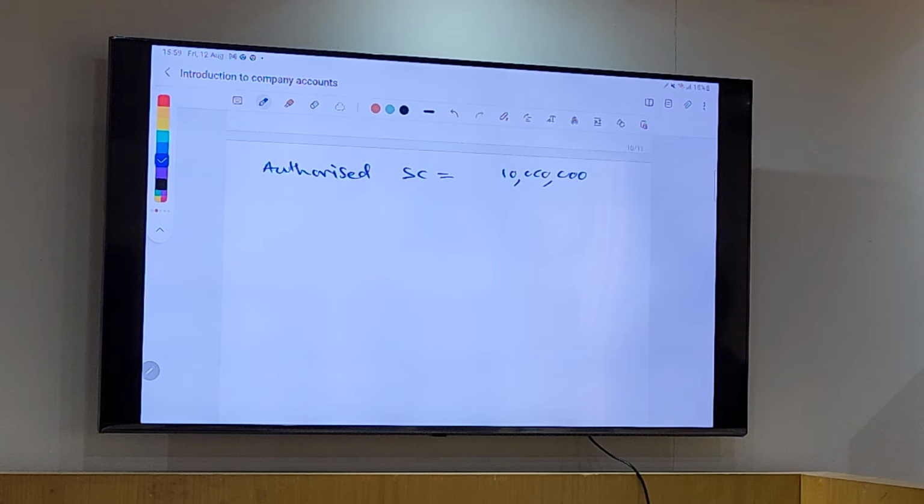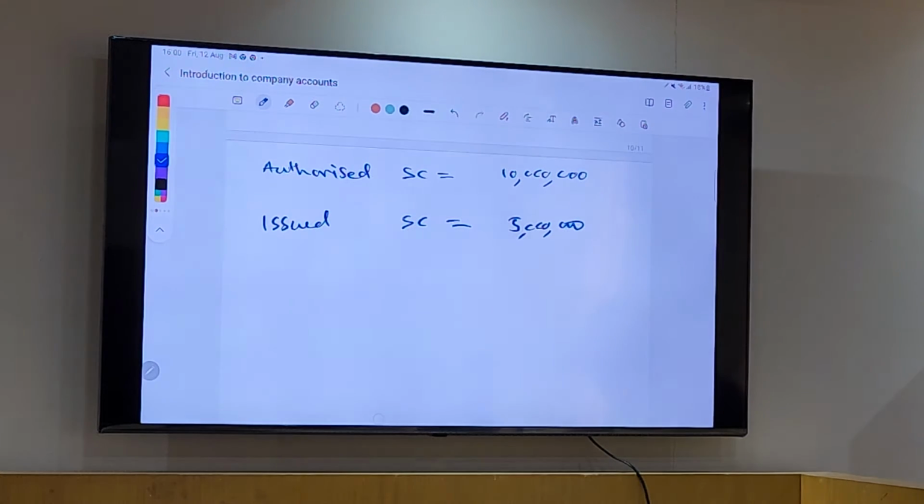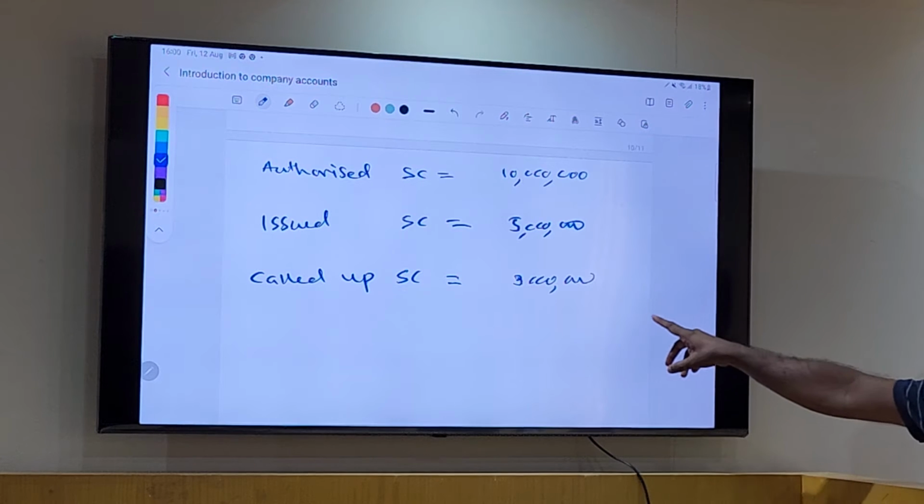Total share capital 10 million. Issued share capital 5 million. You issued 5 million, so you have a provision of issuing another 5 million. You issued to shareholders 5 million, but now you are asking money for 3 million.